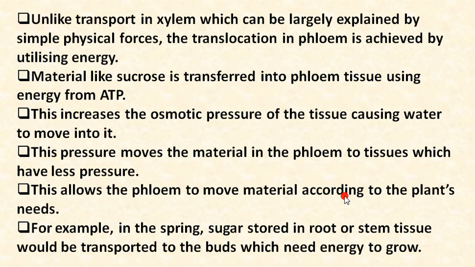So sucrose is a disaccharide, and material like sucrose is transferred into the phloem tissue using energy from the ATP, adenosine triphosphate. What is the full form of ATP? Adenosine triphosphate. So ATP is a rich source of energy for every cell of an organism. So material like sucrose is transferred into phloem using this ATP.